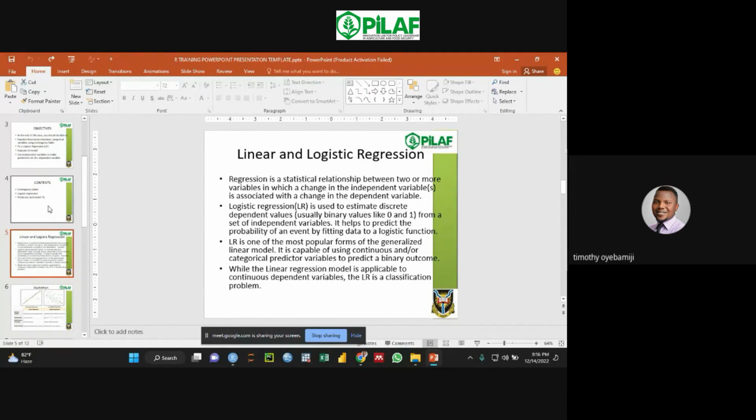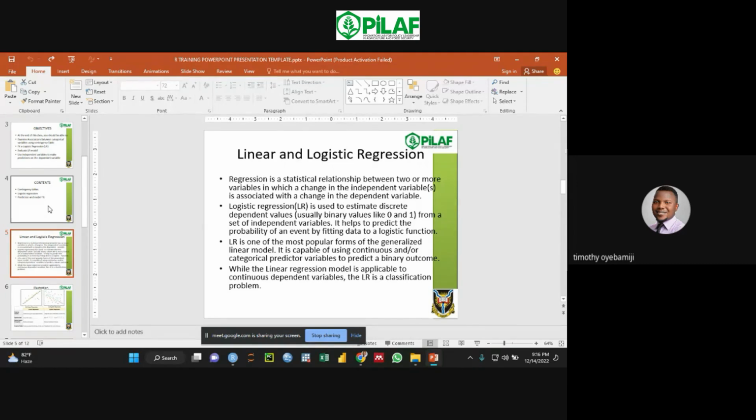Logistic regression is one of the most popular forms of the generalized linear model. If you remember, for the last 2 weeks, we've been using LM for linear model. This will be using the GLM function, that's generalized linear model. It is capable of using continuous and or categorical predictors, that's independent variables, to predict a binary outcome.